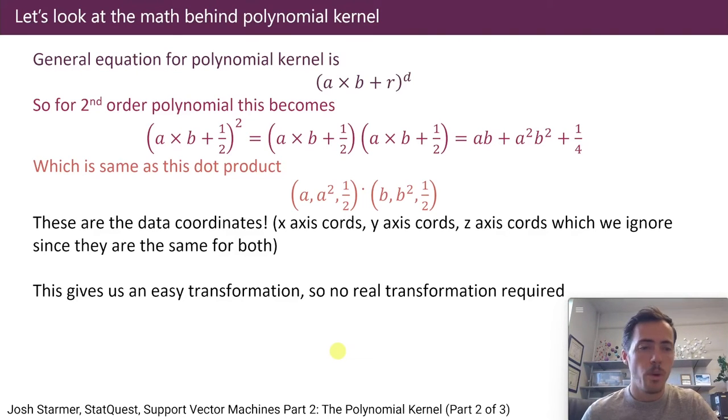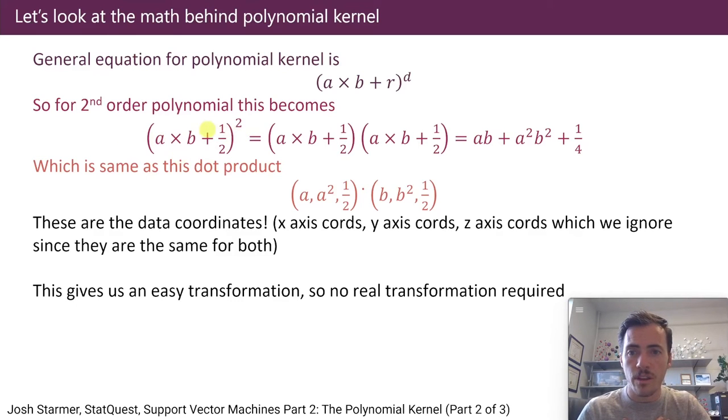So the general equation for our polynomial kernel is you've got your 2 points, A and B, but we're going to now transform them by adding some sort of offset plus r and then raising it to some polynomial value d. That's the general equation for the transformation. So if it's a second order transformation, then d becomes 2 and you could have some offset r. Let's pick 1/2 for r just because it's going to make it convenient here. And we pick 2 for our exponent.